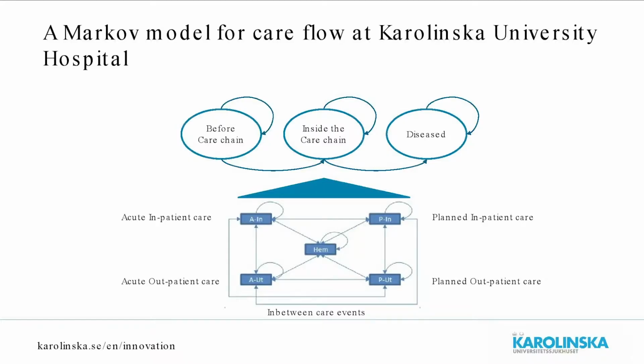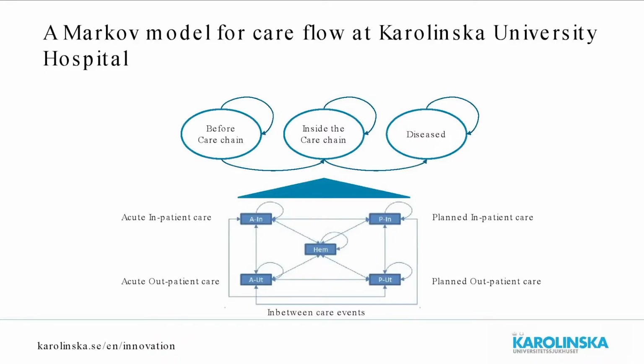To study cost effectiveness and perform health economic evaluation, I've created a Markov model for a care flow at Karolinska University Hospital. The model consists of 7 states. You can be before the care chain, here. You can be inside the care chain, or you can be deceased or dead. Now, inside the care chain is split up into 5 other states. Those states correspond to the different visits you can have in Karolinska University Hospital.